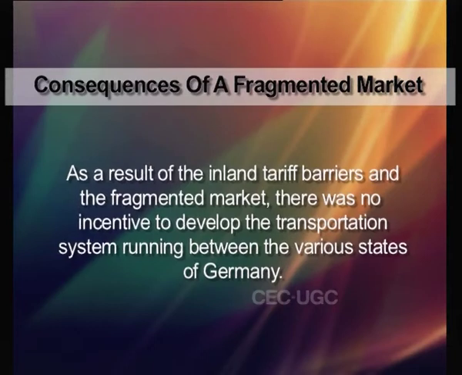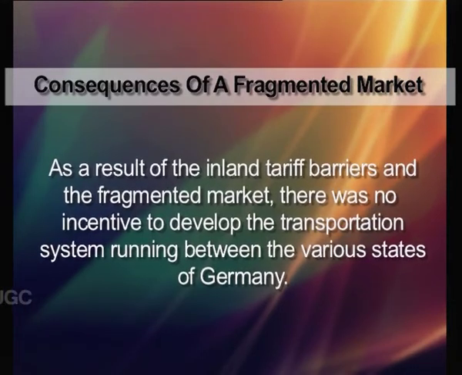So all merchandise tended to be either locally produced or would be exported or imported to and from the nearest hinterland. If a product was manufactured in the southern part of Germany, it was more likely to be sold either in the locality or just on the other side of the Alps in the Austrian Empire. Similarly, the product of Rhineland was more likely to end up in France than in Brandenburg, Prussia. The consequence of these customs barriers and this fragmented market was that there was no incentive to develop the transport system running between the various states of Germany.